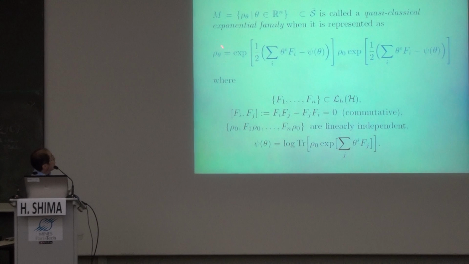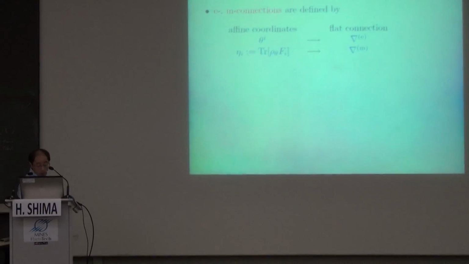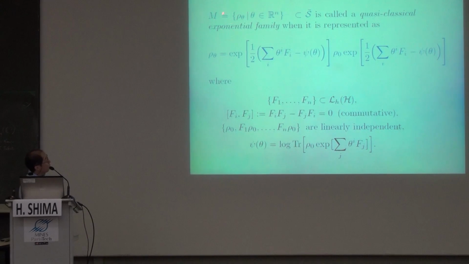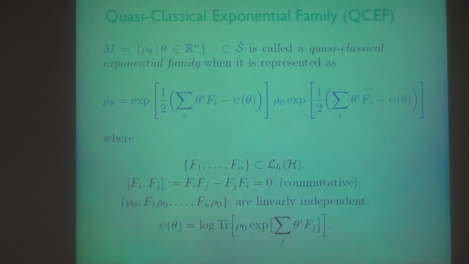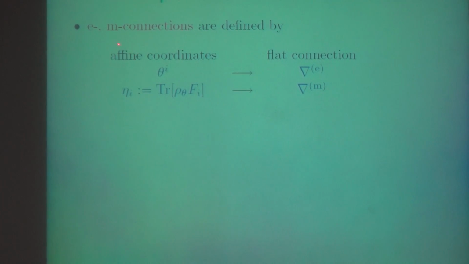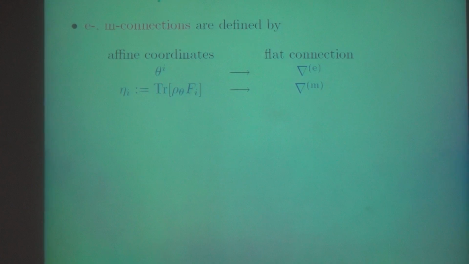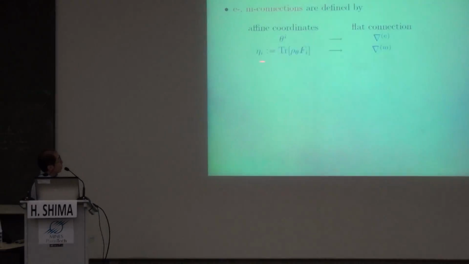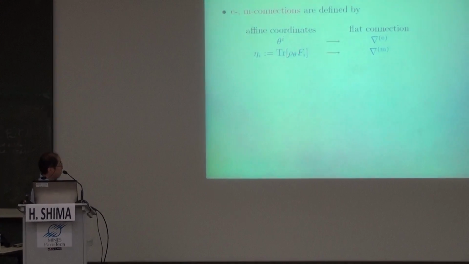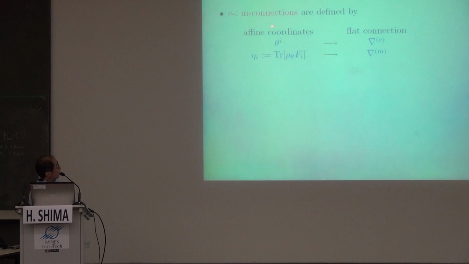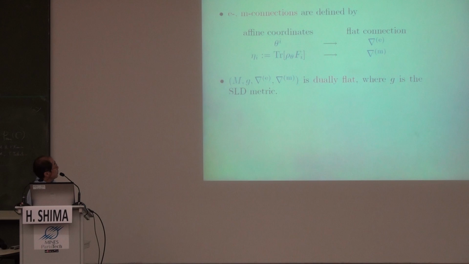On such a manifold M, of course, the SLD metric is given, so that M can be regarded as a Riemannian manifold. In addition, the e and m connections are defined by requiring that the coordinate theta^i be an affine coordinate of the e connection, while eta_i, which is defined by this relation, is an affine coordinate system of the m connection. This is the definition of the m connection here. Then (M, g, ∇^e, ∇^m) is shown to be dually flat, where g is the SLD metric.